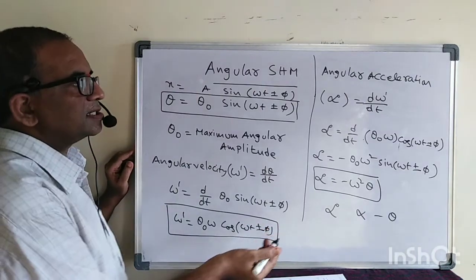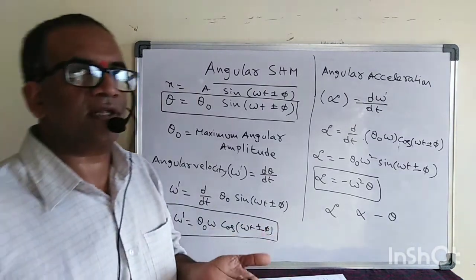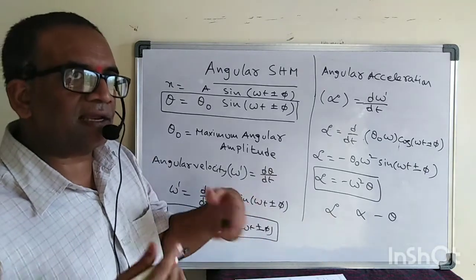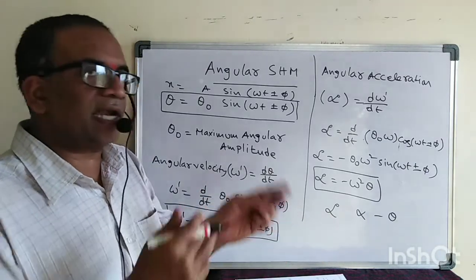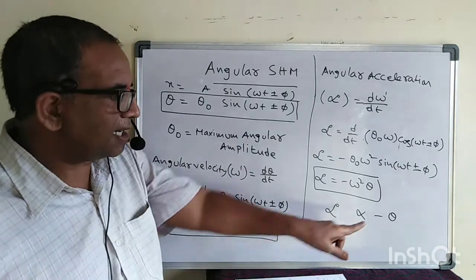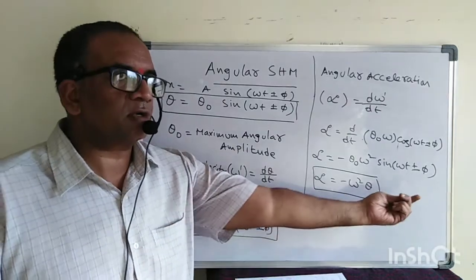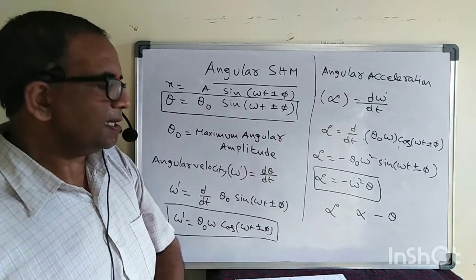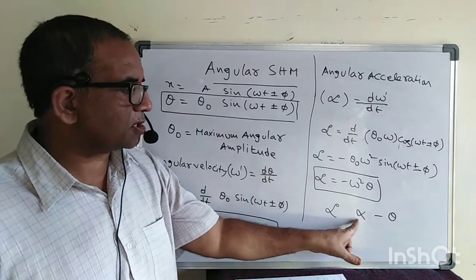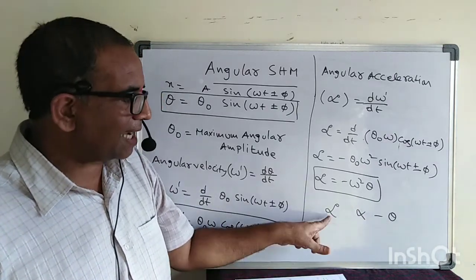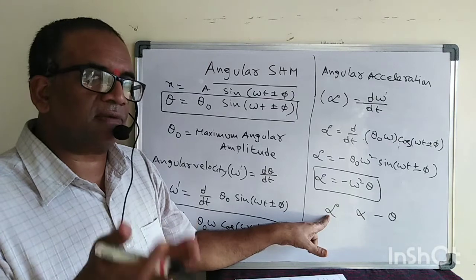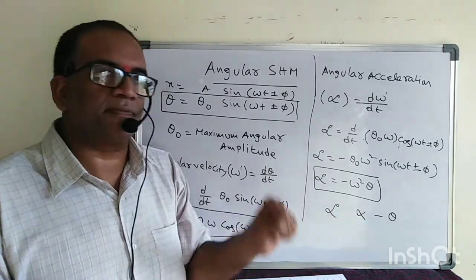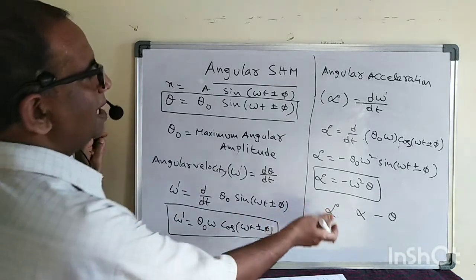This is what we discussed in SHM. What is the principle of SHM here? The angular acceleration, or the acceleration, is always directly proportional to displacement, and it is always negative, meaning it is always directed towards the mean position. So this is also the same. Alpha is directly proportional to minus theta, meaning the angular acceleration, instead of linear acceleration, is directly proportional to the angle. So this is nothing but an angular SHM.